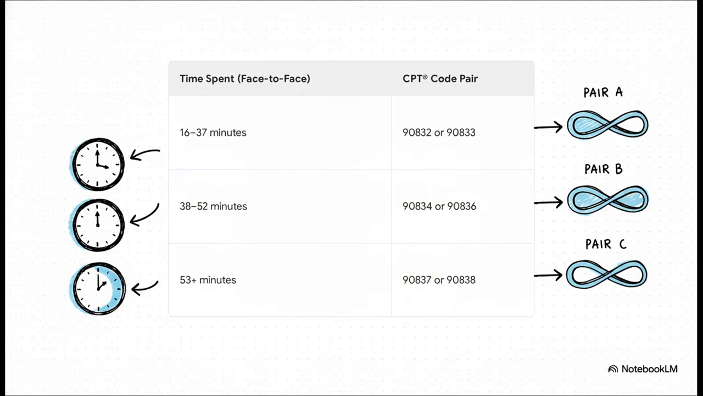Now, what's really cool about this is how it simplifies things, right? Instead of trying to memorize 6 random codes, you can see they're just 3 pairs. Each pair is tied to a specific time range. So your job is to just find the time in the patient's record and see which of these 3 buckets it falls into. Simple as that.